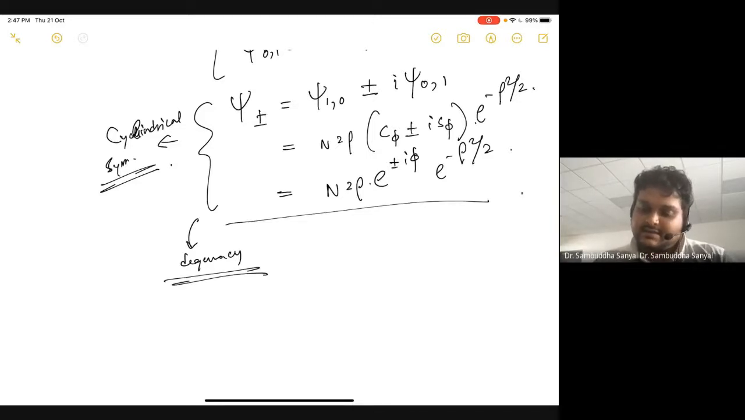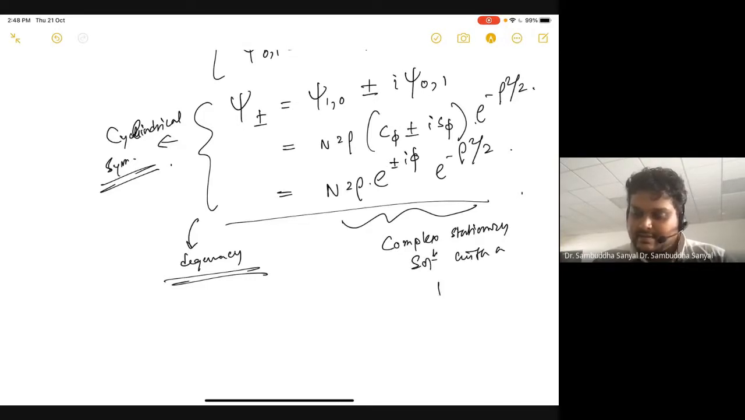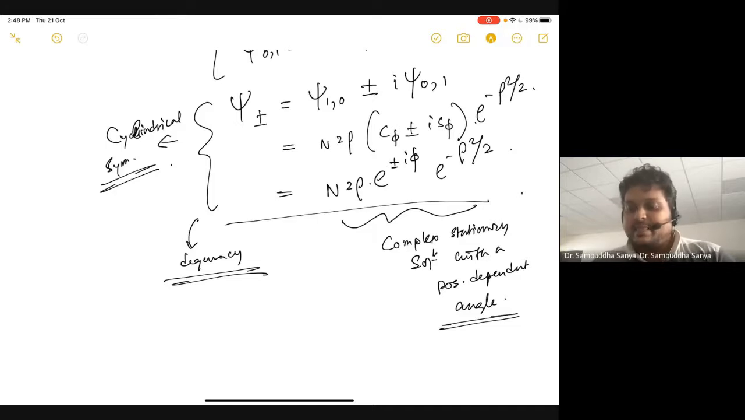So what is this object then? What is this physically? What does this represent? So this is a stationary state solution of the problem. Okay, so this is a complex stationary state solution with a position dependent angle. If you try to interpret it in your Cartesian basis, you will know that this phi is an angle which depends on the position of the particle, because phi is dependent on x and y. So you have a stationary state solution where you have an angle and that angle is dependent on position.